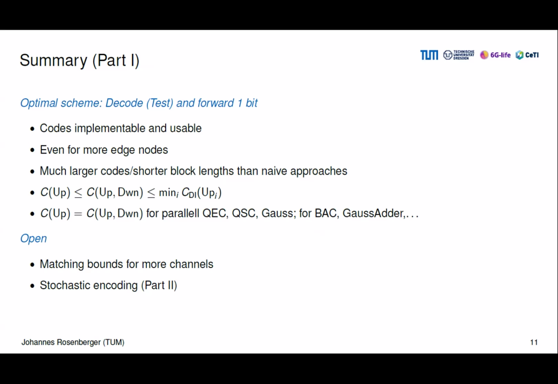And what we would like to have is matching bounds for more channels. Maybe we can generalize it completely to all the channels from your paper, and have a very general condition for when the bounds coincide. And stochastic encoding will be part 2. That's because we know, of course, that we can achieve probably a lot more with stochastic encoding. But the question is, are the protocols as simple?